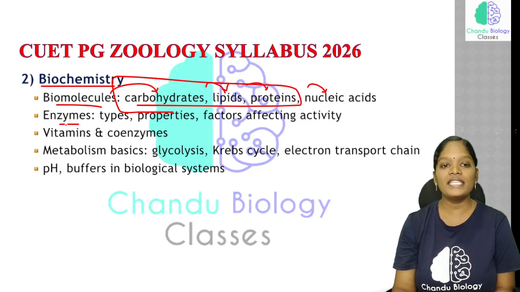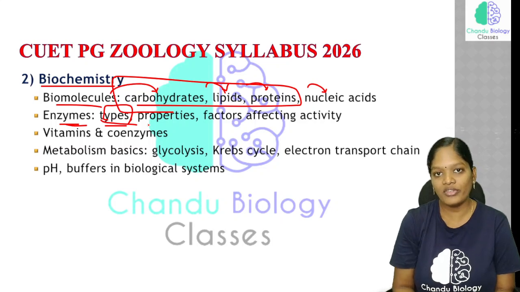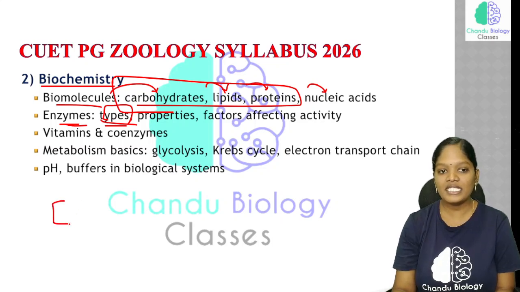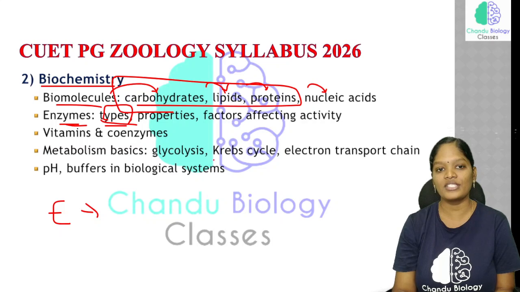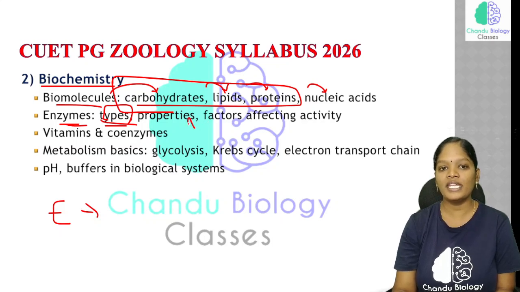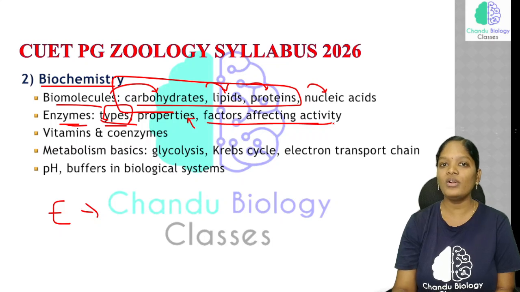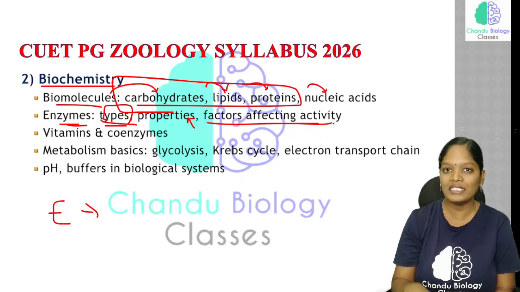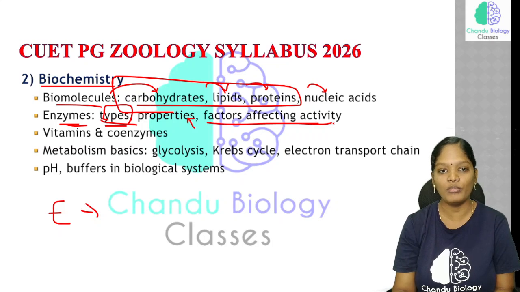Okay, so the enzymes. In enzymes we have different types of enzymes: lyase, ligase, exonucleases, nucleases, lipases. What are all the types of nucleases? What are all the properties of enzymes? What exactly are enzymes, and what do they do with respect to the rate of reactions? That is what we are going to study in the properties of enzymes. Now, factors affecting activity: what are all the factors which affect the activity of the enzymes? This is very important.